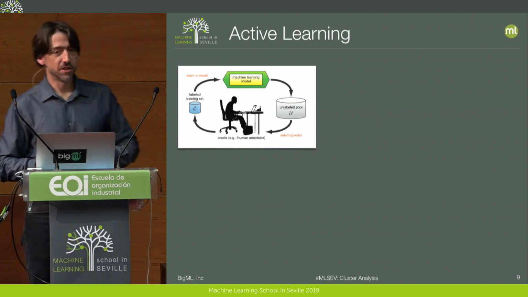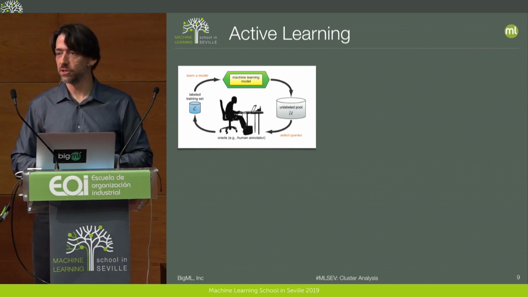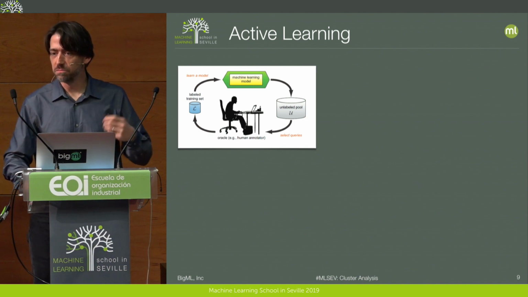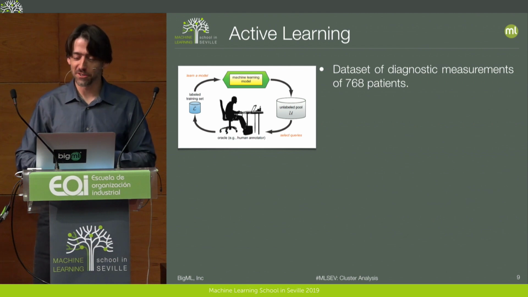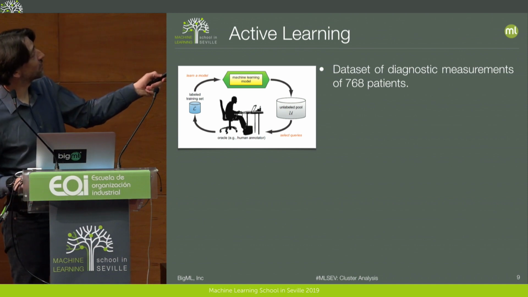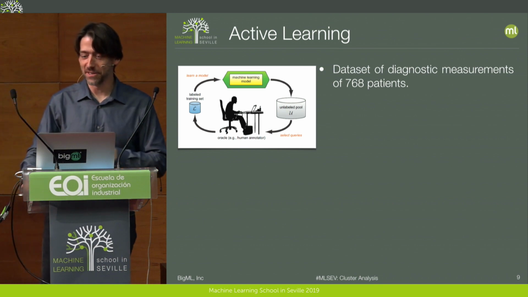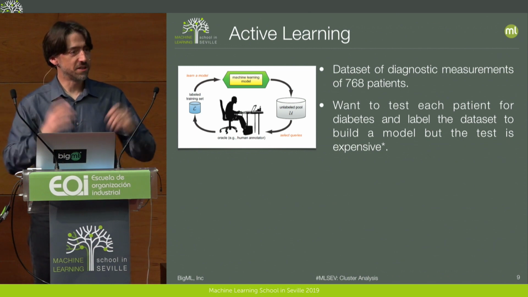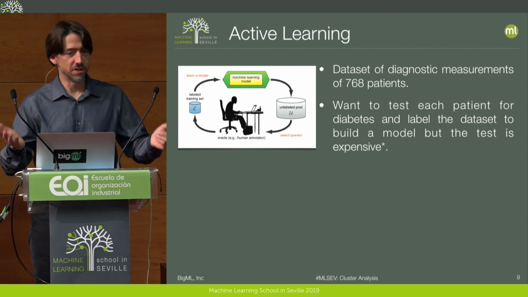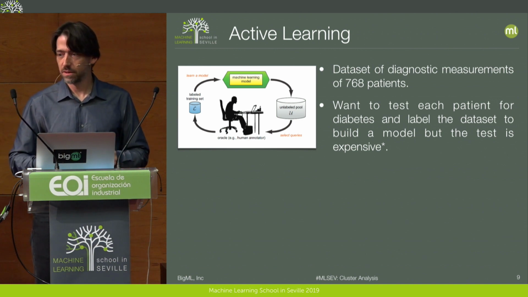But the idea is that you're helping the computer do a better job with this machine learning idea. Imagine you had a data set of diagnostic measurements of 768 patients, and I love this because I have that data set. It's the diabetes data set, which is very silly, but that's okay. Let's say we didn't have the label. We just had the diagnostic measurements. We didn't know which of those patients had diabetes or not.